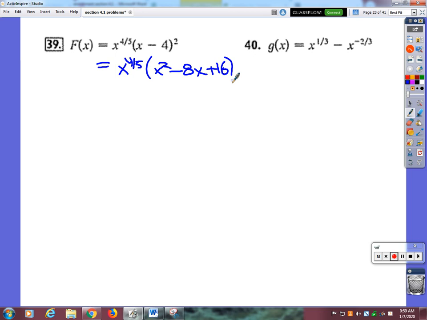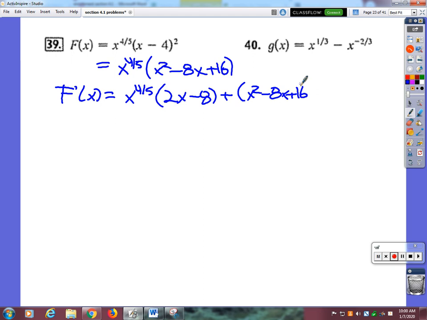So you want to distribute the x to the 4/5? Are you changing it? Well, we still will, yeah. So it's just a question of whether you want to do the product rule from here or distribute and then just do the power rule. Just do the product rule, okay. Okay, so first one, x to the 4/5 times the derivative of the second one plus the second one times the derivative of the first.